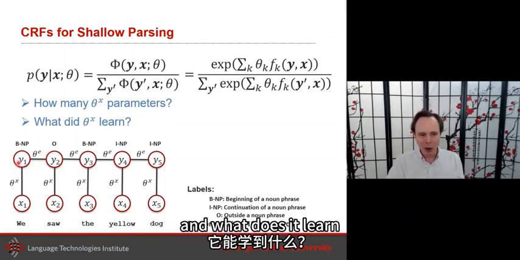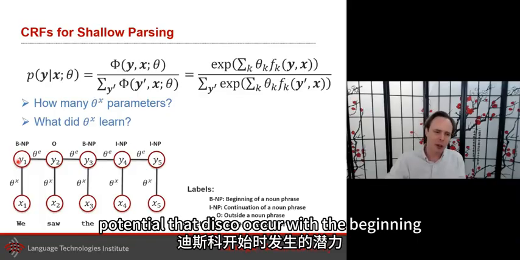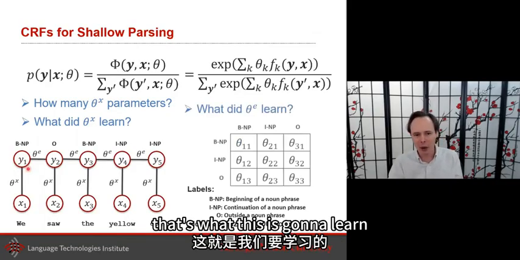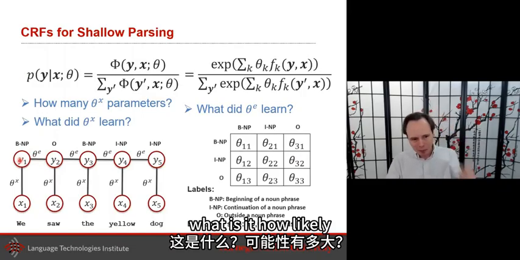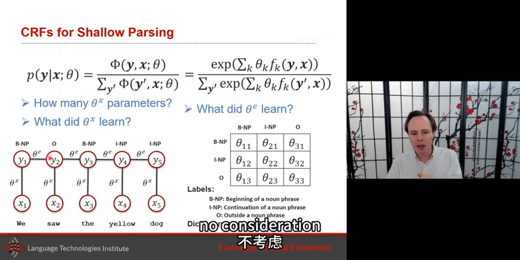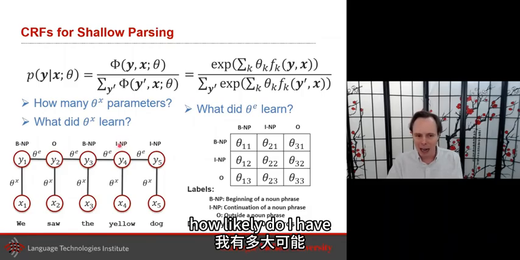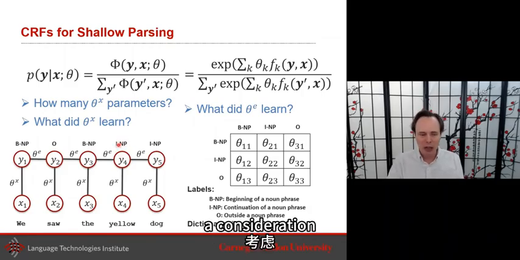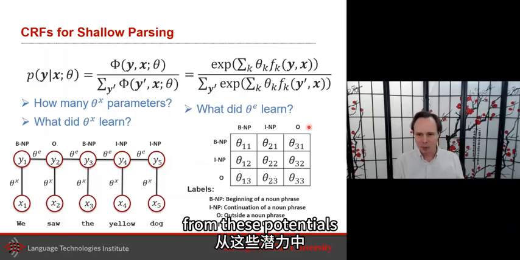And what it learns is how likely that word co-occurs, the potential that it co-occurs with the beginning. That's what this is going to learn. And what the E is going to learn is a transition. What's the potential that if I have a beginning, I will have no continuation? And how likely is it that if I have a beginning, I have a continuation? This is what you will get from these potentials.